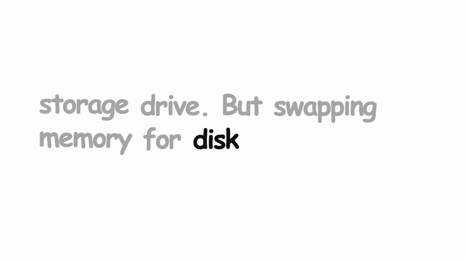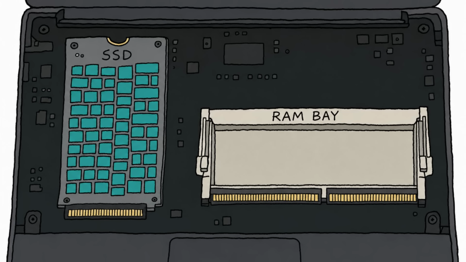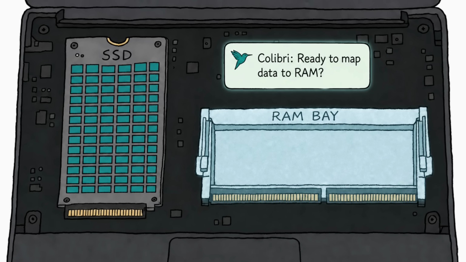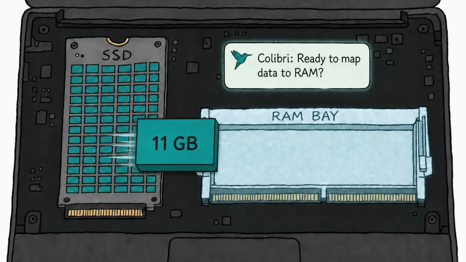But swapping memory for disk speed introduces a very obvious, very brutal physical reality. Solid-state drives are fast, but they are not VRAM. When you fire up Colibri and ask it a question with a completely cold cache, meaning none of the experts it needs are currently sitting in RAM, the engine has to physically read about 11 gigabytes of fresh data off the SSD just to generate a single word.